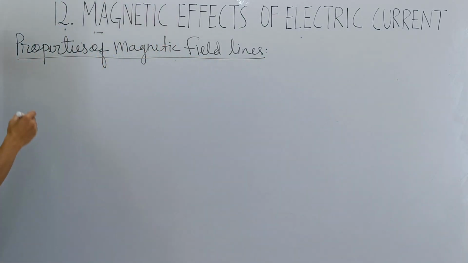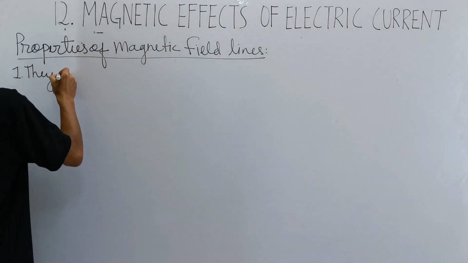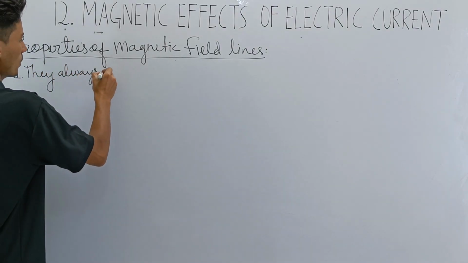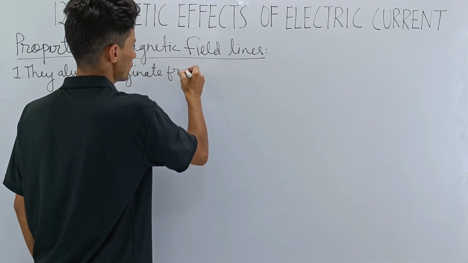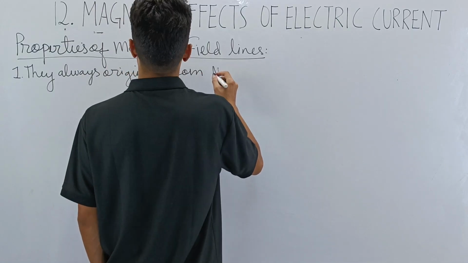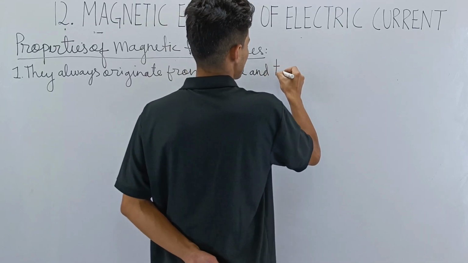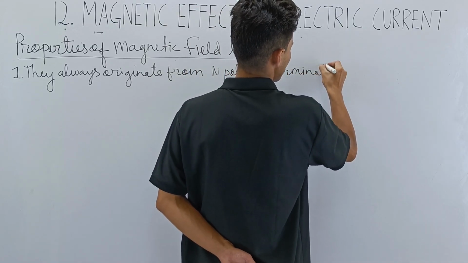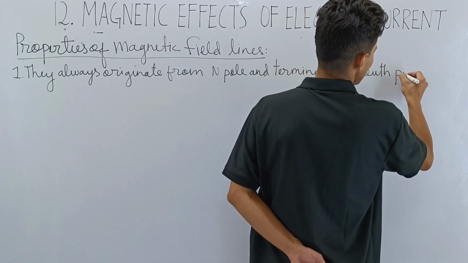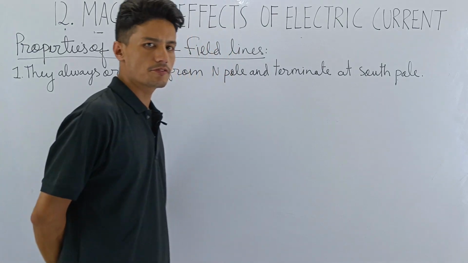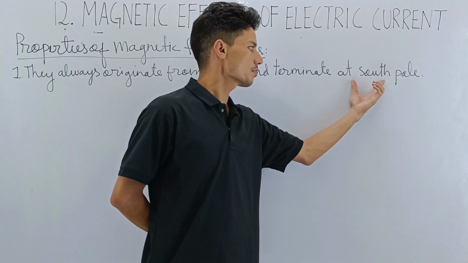The first property that we will be studying is, now, they always originate from North Pole and terminate at South Pole. Magnetic field lines, they always originate from North Pole and terminate at South Pole.